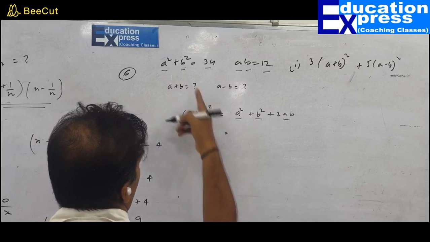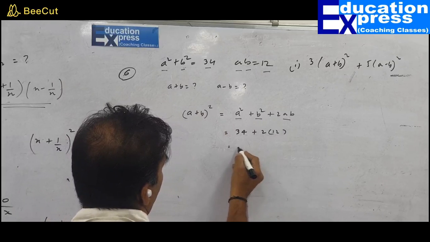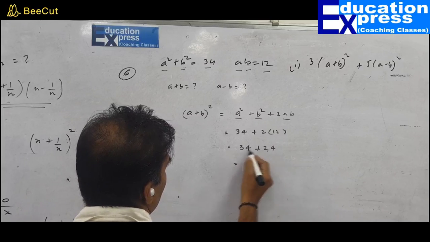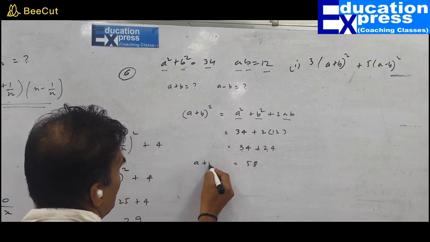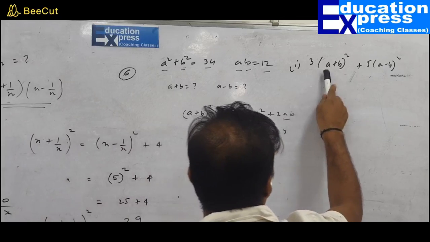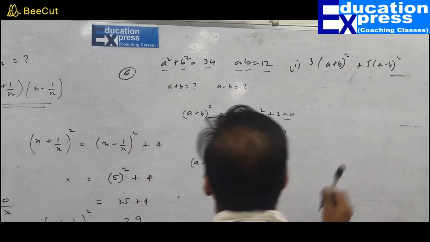So now, a square plus b square, 34, plus 2 times ab, 34 plus 24, that makes it 58. So you have the value of a plus b the whole square. What I have to find? 3 times a plus b the whole square. Then I have to find a minus b the whole square.